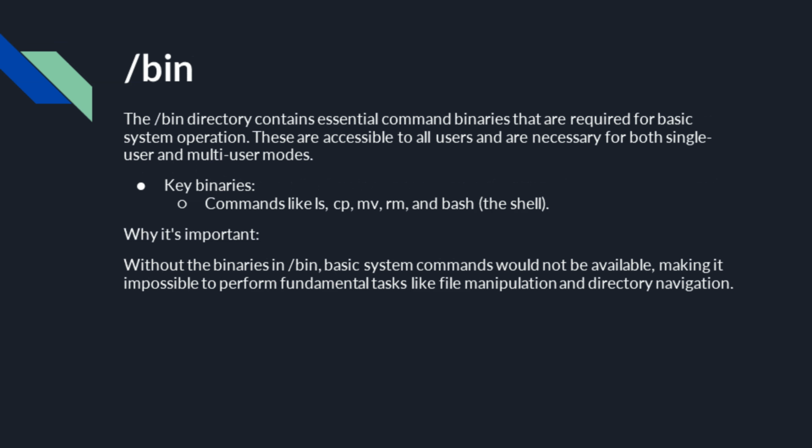/bin. The /bin directory contains essential command binaries that are required for basic system operation. These are accessible to all users and are necessary for both single-user and multi-user modes. Key binaries: commands like ls, cp, mv, rm, and bash, the shell. Why is it important? Without the binaries in /bin, basic system commands would not be available, making it impossible to perform fundamental tasks like file manipulation and directory navigation.